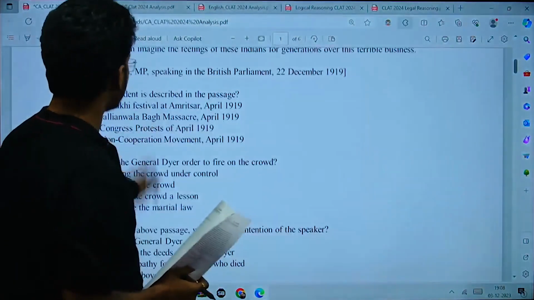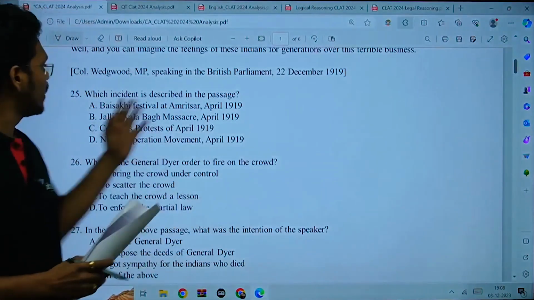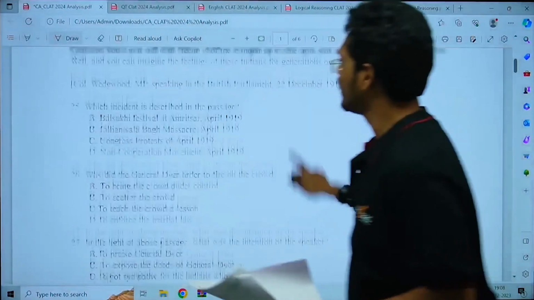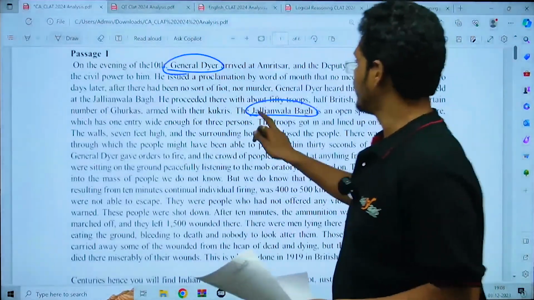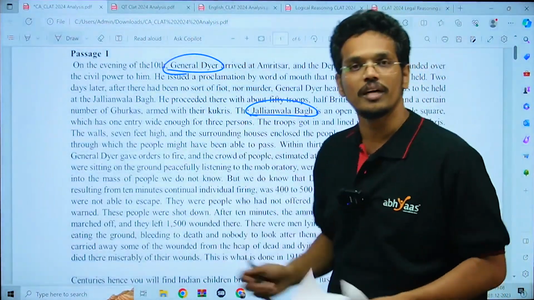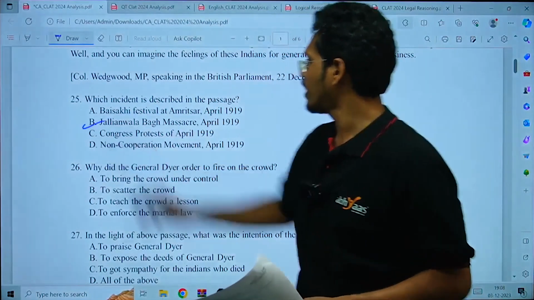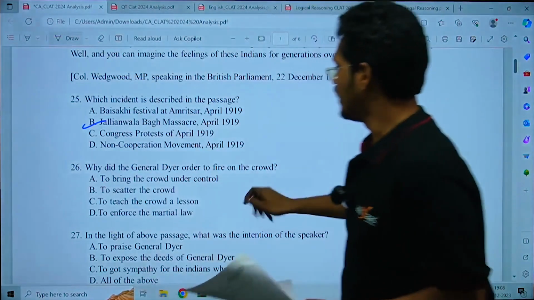The first question: which incident is described in the passage? As we can see, it is directly given in the passage. It is talking about Jallianwala Bagh. So we can easily attempt the first one: Jallianwala Bagh, option B.